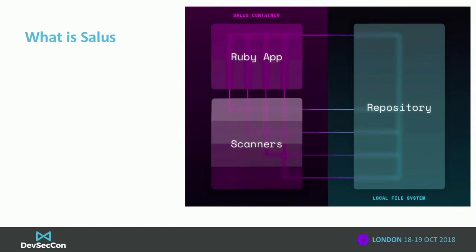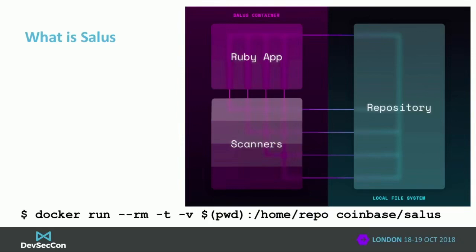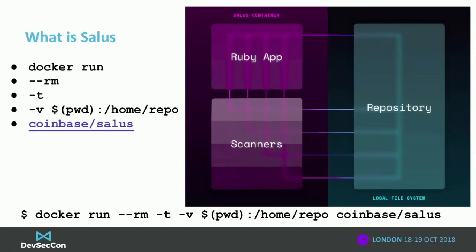On the right side, I have the repository sitting there. That's probably on the local file system of the CI server or wherever you're running your test suite. You volume this into the container so that Salus can actually analyze it. So this is the magic command right here. You could run this right now on a repository you might have locally. Coinbase/Salus on the end there is sitting on Docker Hub right now, so you can pull it directly.